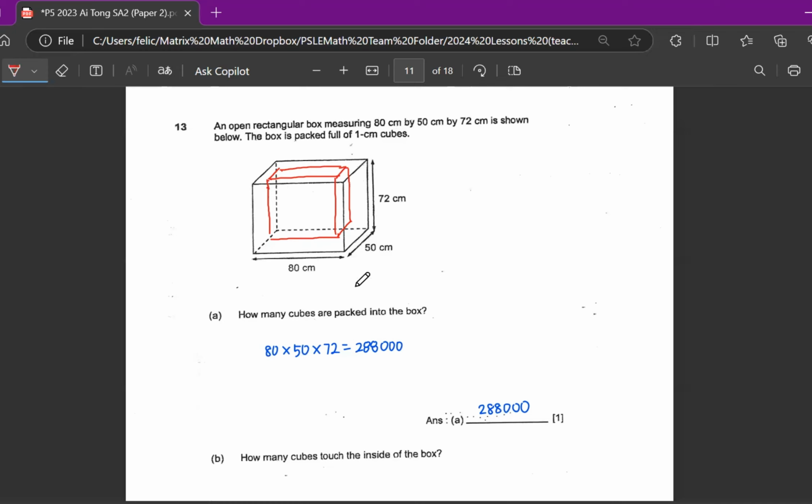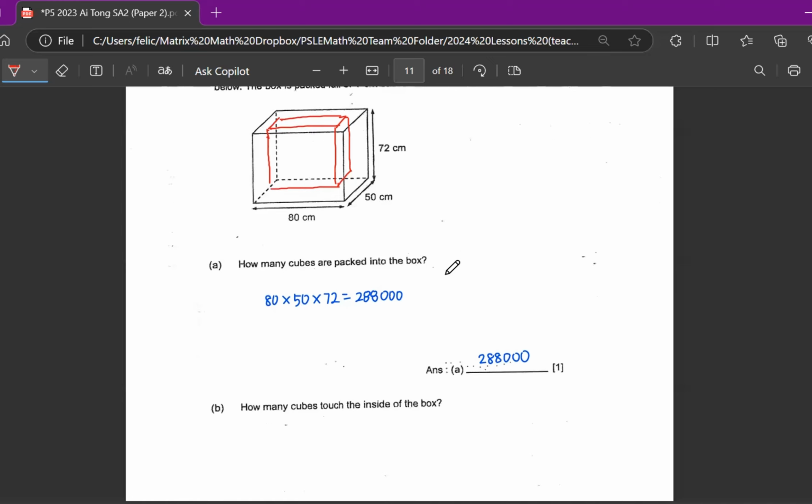Notice that I've drawn a red cuboid within the big box. This cuboid consists of those 1 cm cubes that do not touch the inner walls of the box. I'm not very good at drawing, but I hope you can see what I'm saying. It's like a 3D diagram, another cuboid within the whole box, and that cuboid consists of cubes that do not touch the inner walls at all. They may touch each other, but they shouldn't touch the inner walls.